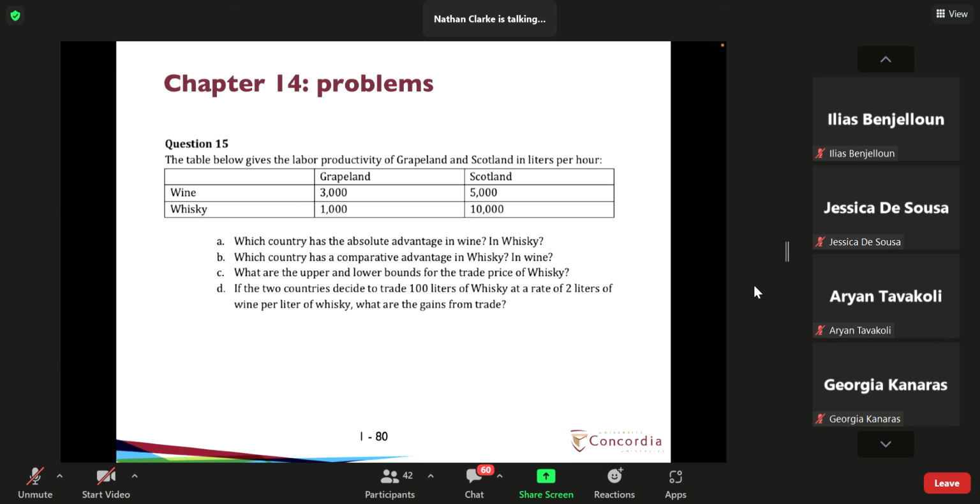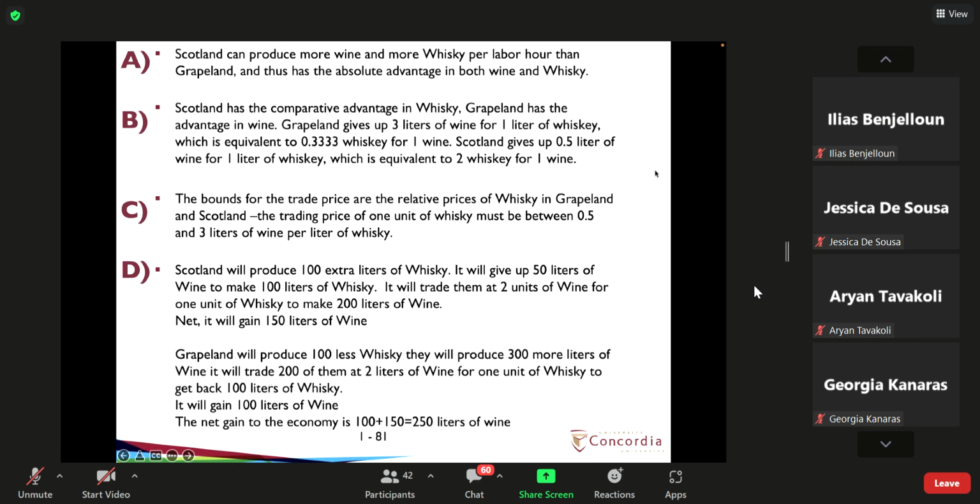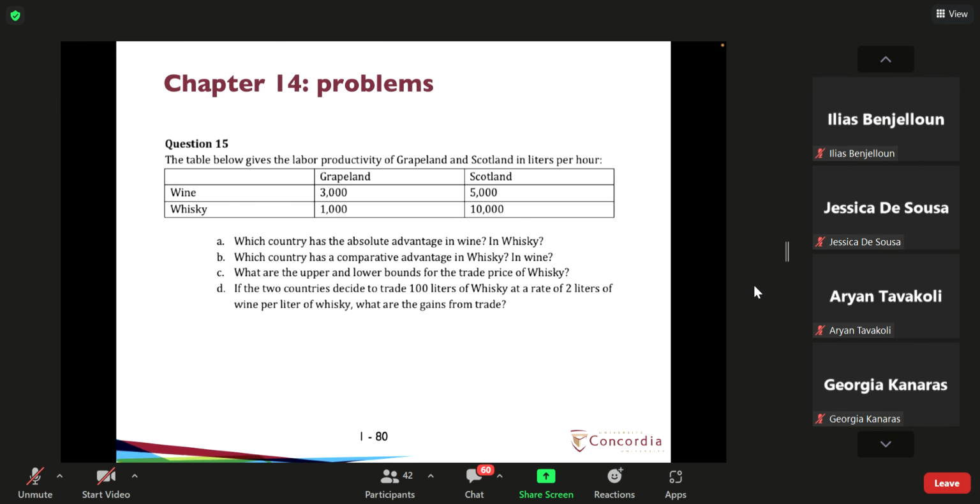Part D, if the two countries decide to trade 100 liters of whiskey at a rate of 2 liters of wine per liter of whiskey, what are the gains from trade? So first we need to say who's specializing in what. We know that Scotland is better at making whiskey and we need to make an extra 100 whiskey. So Scotland is going to specialize in whiskey. They're going to make that extra 100 whiskey. Then they also tell us that the trade price is 2 liters of wine per liter of whiskey. So we're going to need that for later.